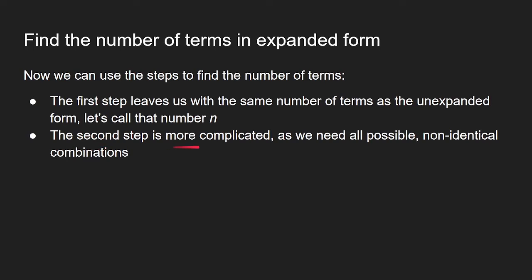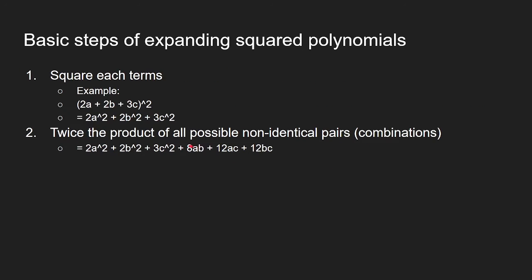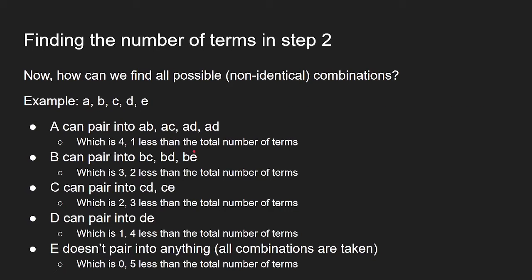The second step is more complicated, as we need all possible non-identical combinations, meaning that 8ab is already here, so you can't have 8ba, which is the same thing. It needs to be unique. Now, how can we find the number of terms in step 2? We can do it manually here.